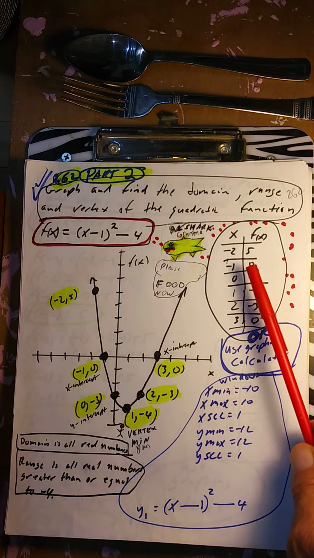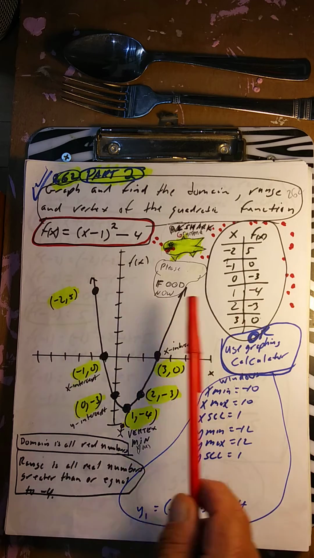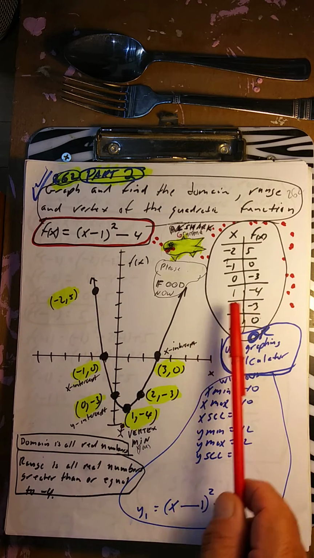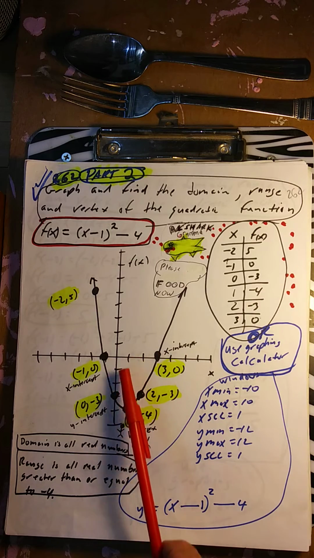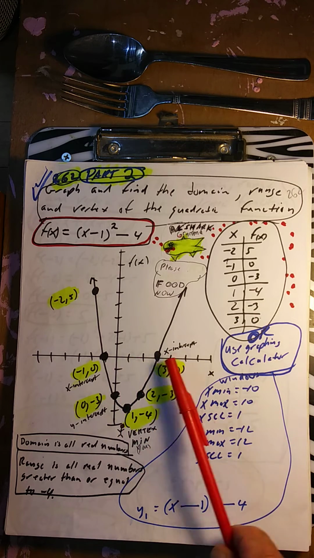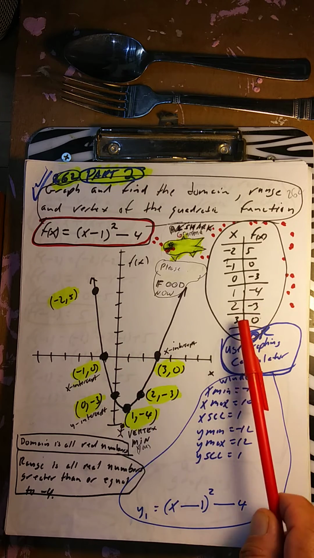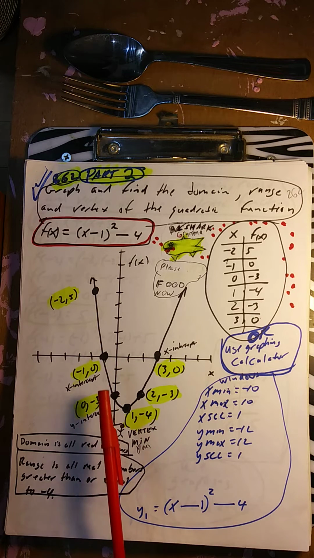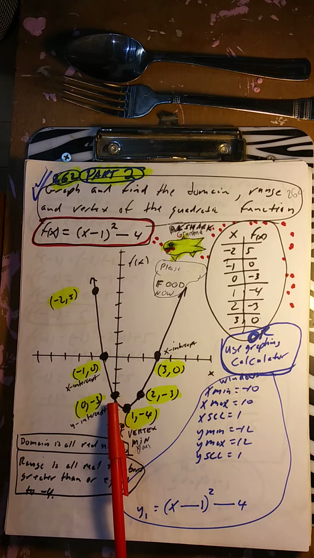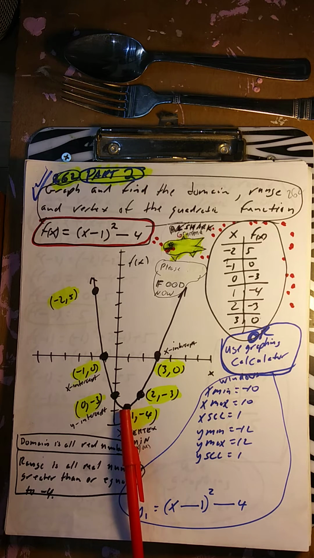So put -2 and 5 there. -1 and 0 there. 0 and -3 right here. 1 and -4 right here. 2 and -3 right there. And 3 and 0 there. So we got the points. Connect them. So now we have an x-intercept, another x-intercept, and the y-intercept right here. We have the vertex right here, 1, -4.